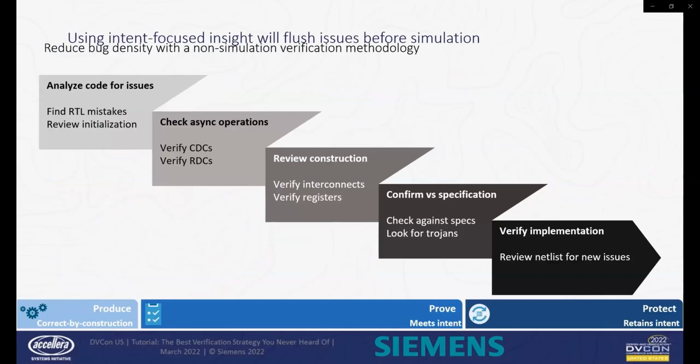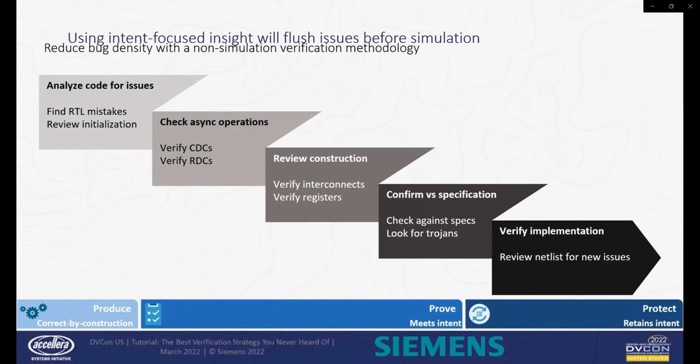Let's break down the different capabilities of a correct by construction and intent-focused, insight-based verification flow, aimed at the goal of reducing bug density in RTL. It begins with code analysis early in the design stage, often run during design. These focus on finding simple to complex RTL coding mistakes and ensure the design is properly and efficiently initialized.